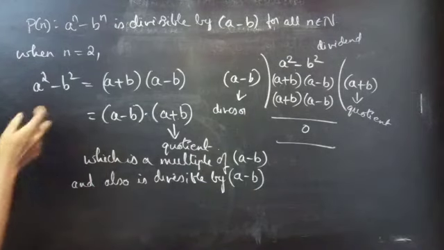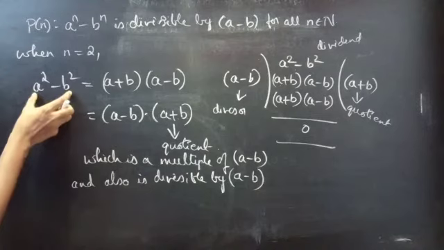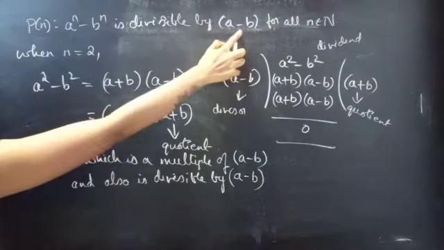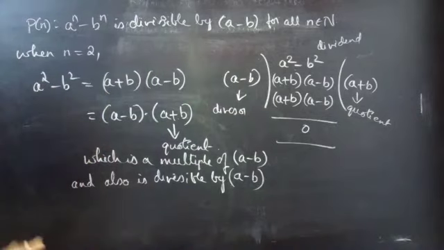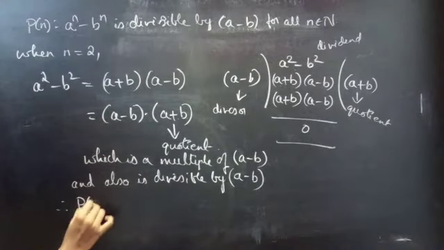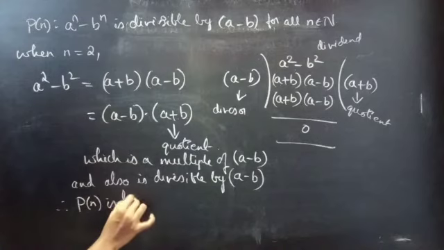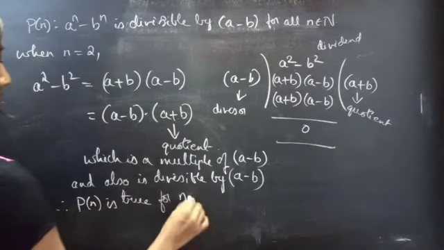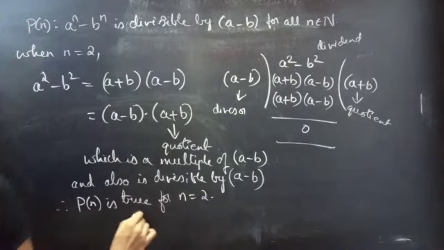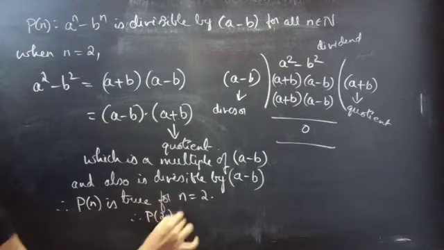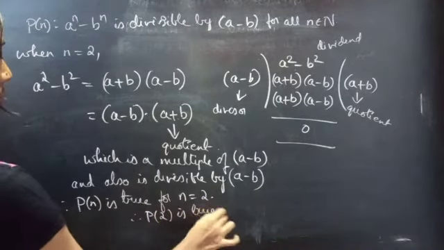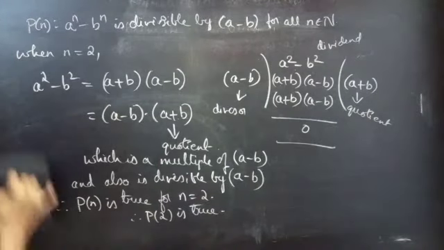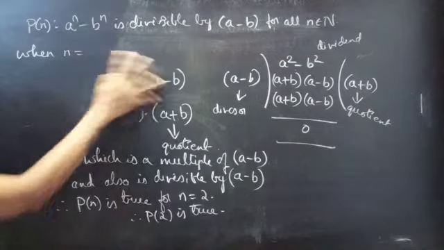Okay. So from this we can say that P of n, a power n minus b power n is divisible by a minus b, for n equals 2. Therefore, P of n is true for n equals 2. From this we can say that P of 2 is true. Right. Likewise, we can show for n equals 3.